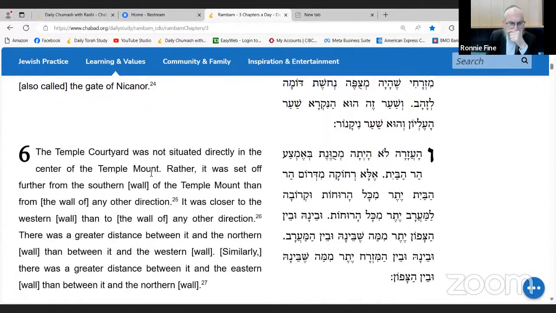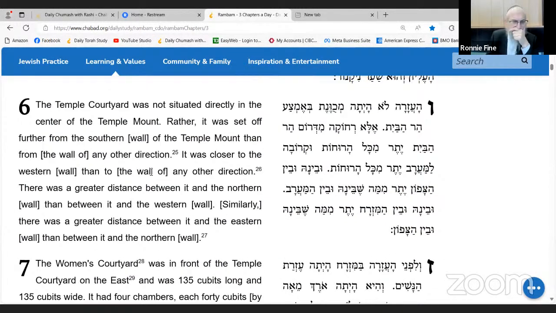Number 6. The temple courtyard was not situated directly in the center of the Temple Mount. Rather, it was set off further from the southern wall of the Temple Mount than from the wall of any other direction. It was closer to the western wall than to the wall in the other direction. There was a greater distance between it and the northern wall. Between it and the western wall, similarly, there was a greater distance between it and the eastern wall, and between it and the northern wall.